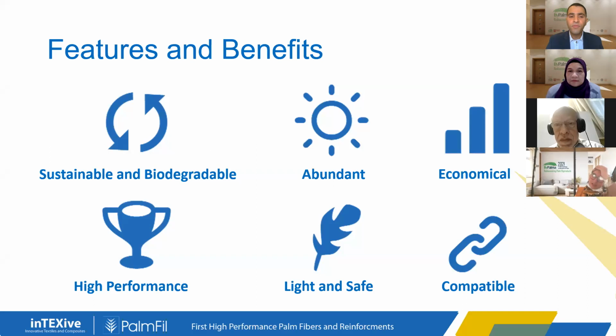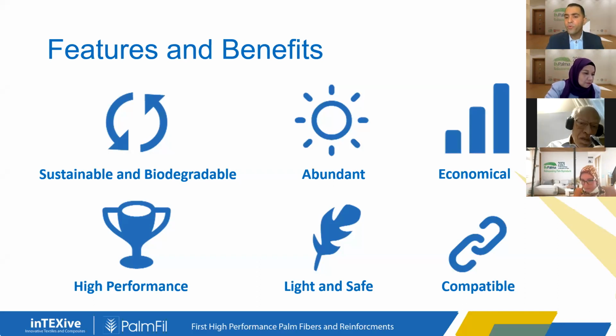And actually, palm fill fiber has a unique set of features and benefits. It's very sustainable, and it's 100% biodegradable and carbon dioxide neutral. It's abundant, and the estimated annual availability of such fiber is almost 1 million tons per year. And it's economical in manufacturing, doesn't require any extra investment in water, fertilizers, or land. After all, it's a byproduct, and it's considered an agriculture waste.